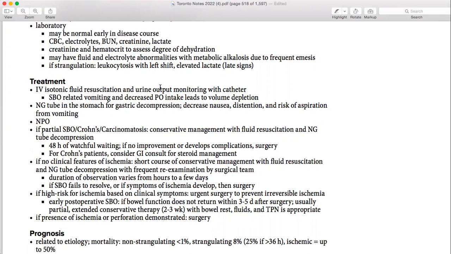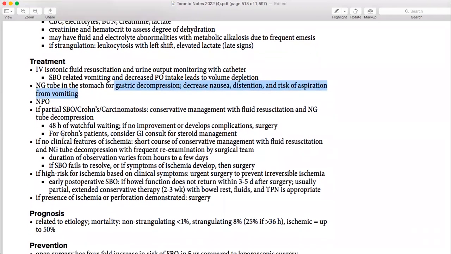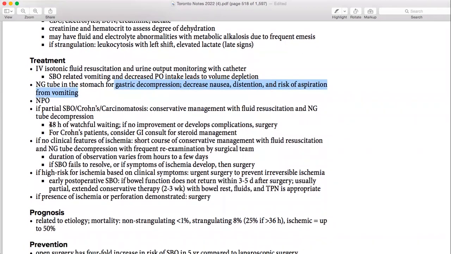Never ever jump into laparotomy. Laparotomy comes in when you feel that now the obstruction is going to happen, now perforation is going to happen, now there is no viable tissue, and I have to save this patient no matter how. But still, in small bowel obstruction, you start with an NG tube. The NG tube is used for gastric decompression, for the nausea, distension, and the risk of aspiration. After doing all of this, you have to wait for 48 hours, and then if there is no improvement and complications develop, you do surgery.